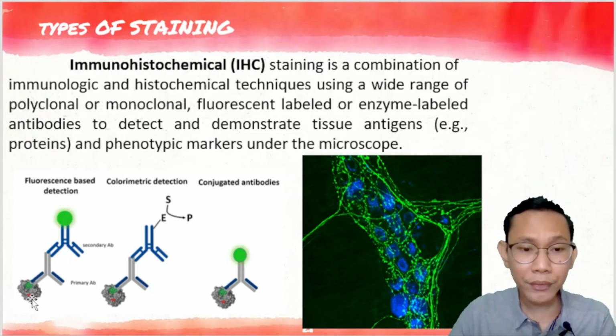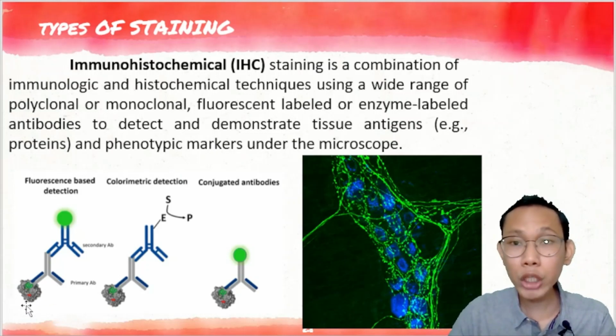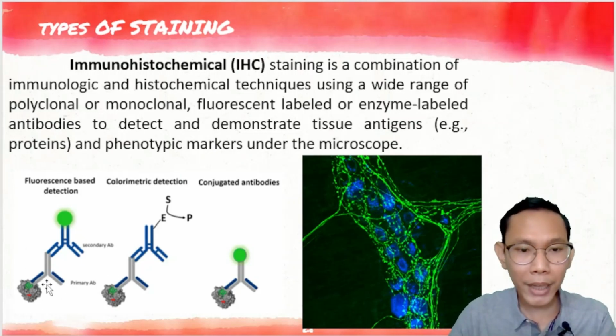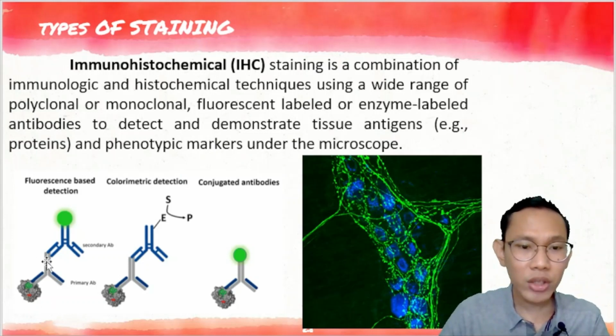So this is the principle. Again, you have your protein here or your tissue sample. Remember that your tissue sample is composed of your antigens. Since it is an antigen, what will happen? You have your primary antibody. Your primary antibody will attach to that antigen. When your primary antibody is already attached to that antigen, your secondary antibody will attach to your primary antibody.